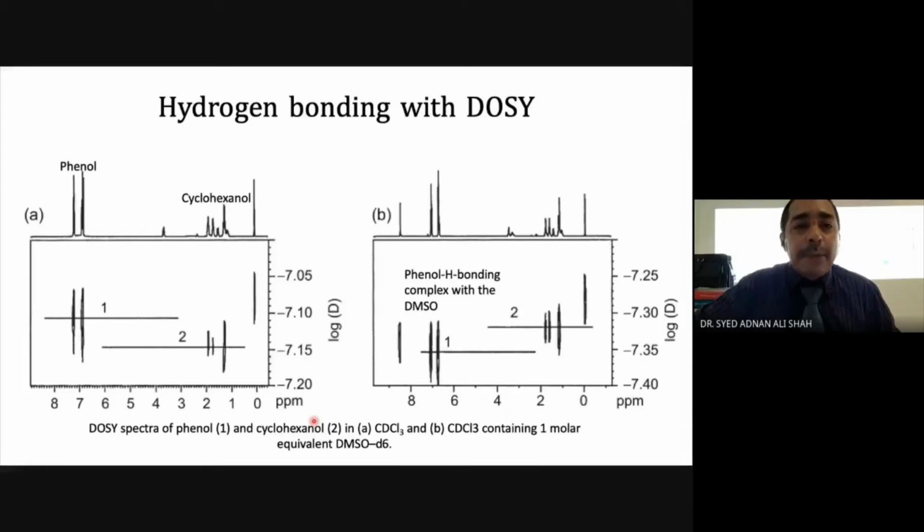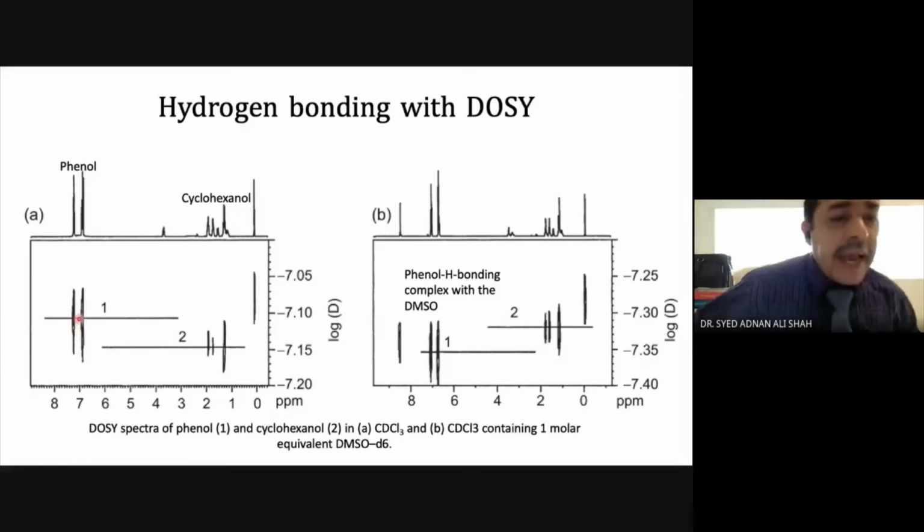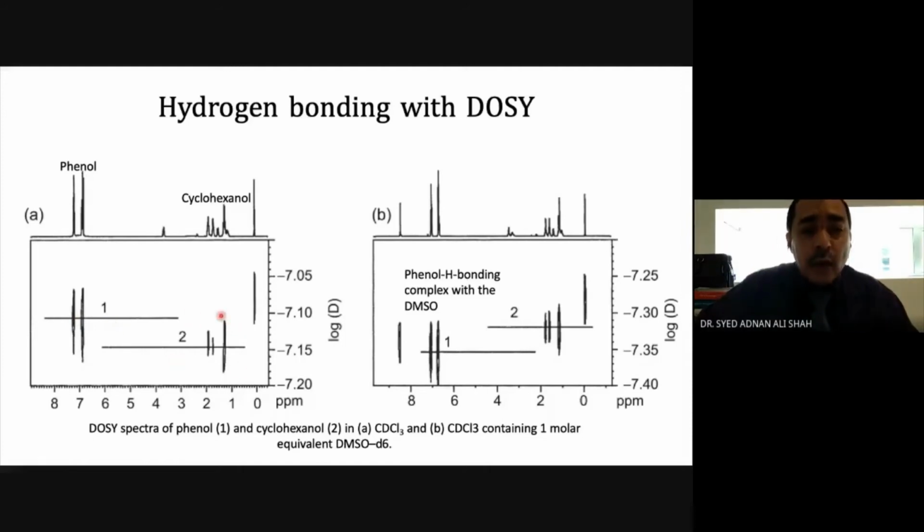So you can see a very simple example of a hydrogen bonding study with this diffusion ordered spectroscopy, which is called DOSY. This is the spectrum of cyclohexanol and phenol in CDCl3. This axis is the diffusion coefficient, and this one is the proton NMR signal. This is the cyclohexanol signal. This one is the phenolic signal. Phenol has more diffusibility as compared to cyclohexanol.